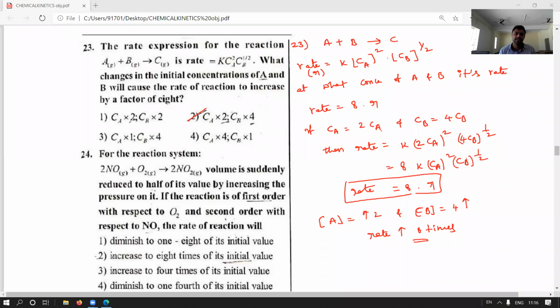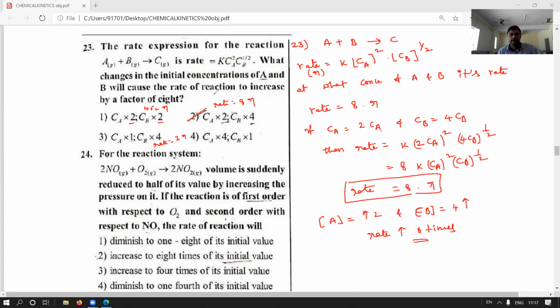Now if we check the remaining, if the concentration of A is 2 times and the concentration of B is 2 times, then 2 square is 4, root 2 will come, and it is 1 and 4 means its concentration will be increased by 2 times only. Its rate is equal to 2R, and for this case rate is equal to 4 into root 2 R. For the second option, rate is equal to 8R.